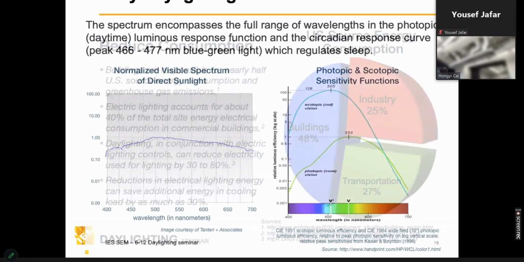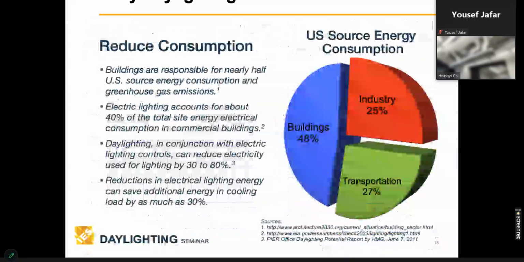Here, we have some tips. We will reduce energy consumption not only by reducing the use of electric light, but also by reducing heating and cooling. If you do the daylighting incorrectly, you will just increase the energy consumption for heating and cooling. So this is a trade-off, and we have to be very careful.